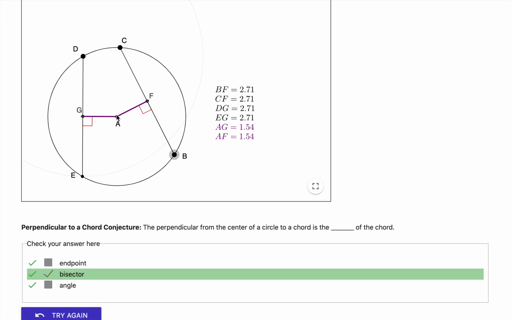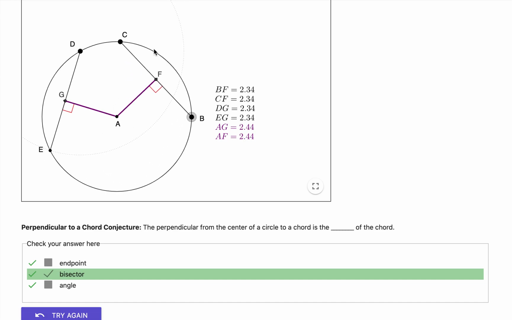So if you have a perpendicular line going from the center of the circle to a chord, then that is automatically going to be bisecting that chord into two congruent pieces. That's going to be something we now add to our notes, the perpendicular to a chord conjecture. The perpendicular to a chord conjecture says that the perpendicular from the center of a circle to a chord is the bisector of that chord.